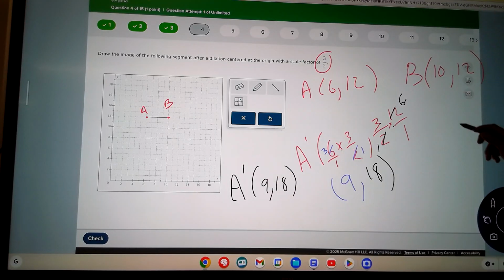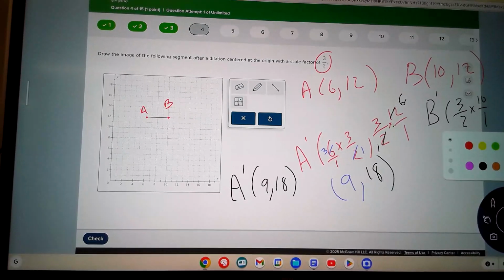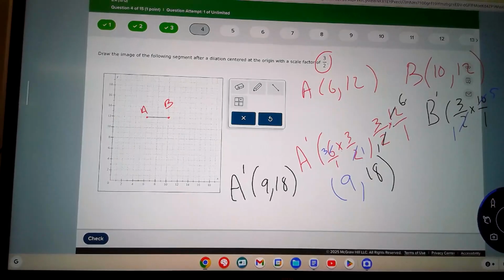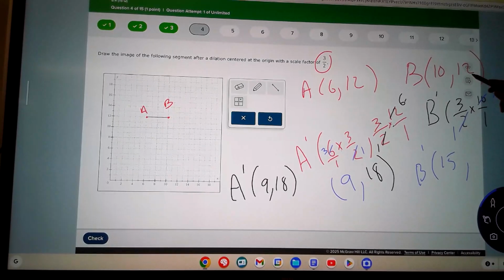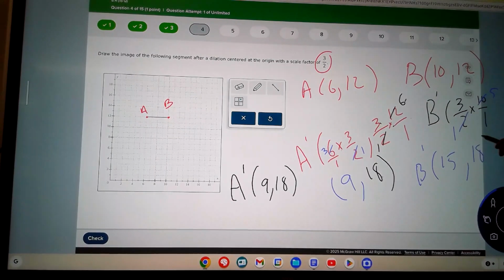And my B, do the same thing on B. B prime, I'm going to take my 3 halves times 10, which would be 10 over 1. 2 goes into 2 once. 2 goes into 10 5 times. 5 times 3, 15. So my B prime would be 15 for my x value. I already did 12 once, and 12 ended up giving me 18. So why do it again? I know it's 18.